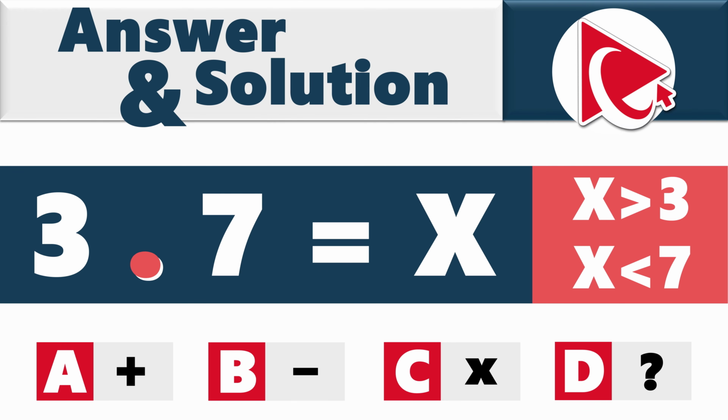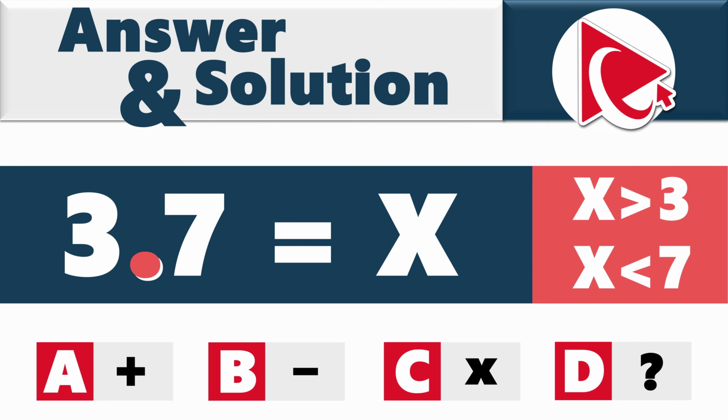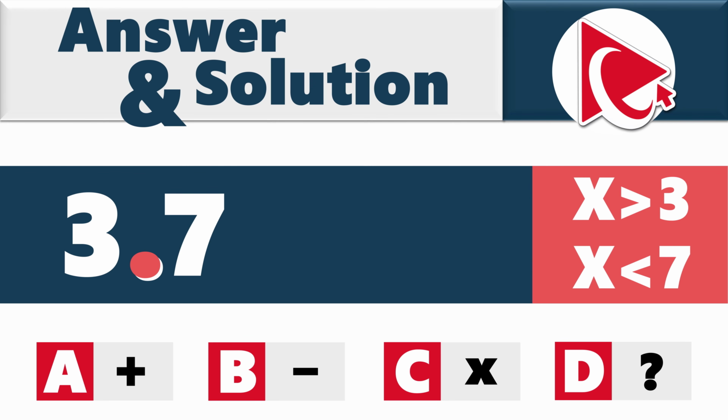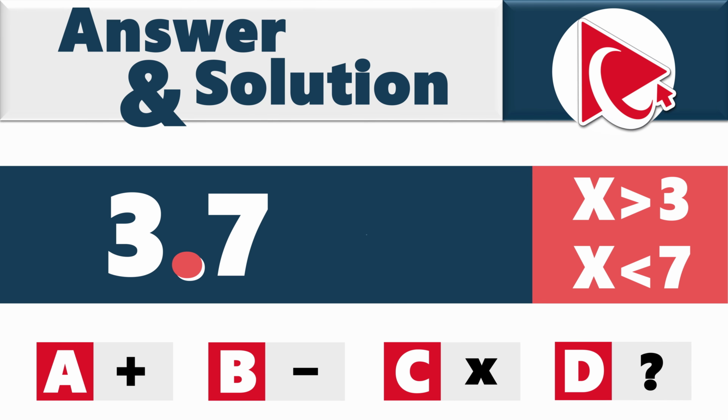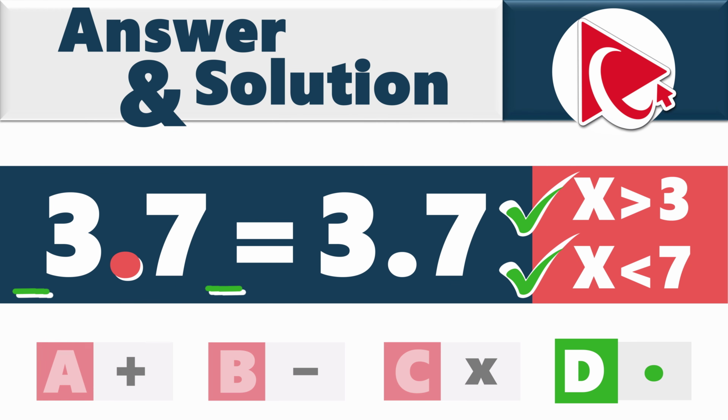Here comes the hero, the dot sign. Sneaky and clever, it slides between 3 and 7, turning them into the cool team of 3.7. All we need to do now is to verify the answer. 3.7 is greater than 3, and 3.7 is less than 7. So the correct answer here is the dot sign, and the answer is 3.7.